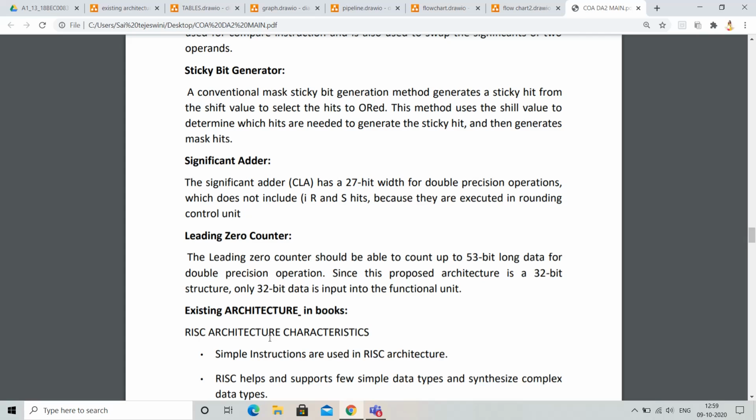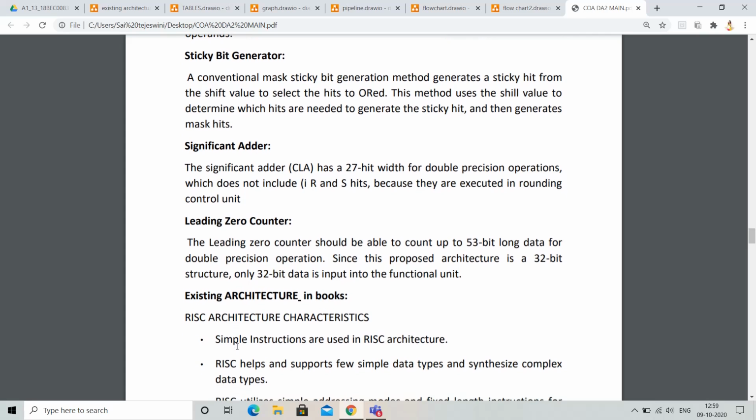Sticky bit generator. A conventional mask sticky bit generation method generates a sticky bit from the shift value to select the bits of the array. This method uses the shift value to determine which bits are needed to generate the sticky bit and then generates mask bits.